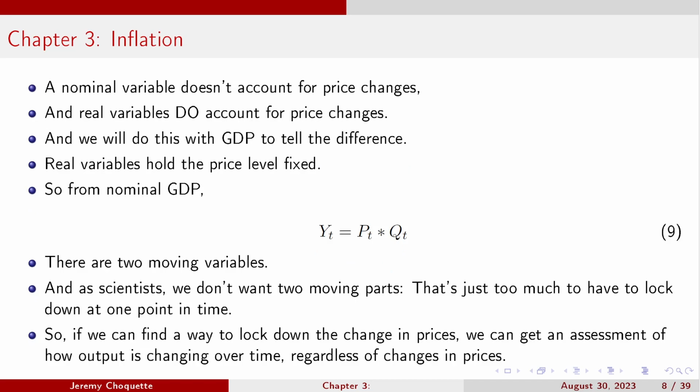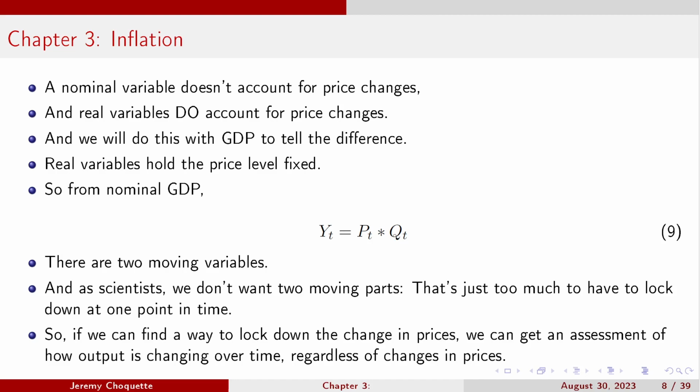So a nominal variable doesn't account for any changes in the price level. And real variables do account for changes in the price level. And we will be playing with this with GDP to be able to tell the difference between nominal and real GDP, because real variables will hold the price level fixed. Nominal variables don't. From nominal variables, you really get two moving variables inside, right? Because nominal GDP has price moving around and it's got quantity moving around, right?